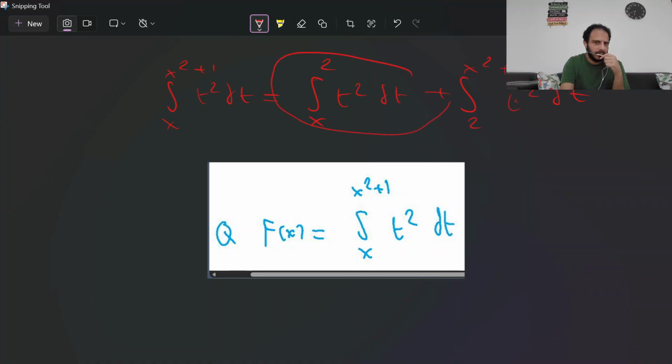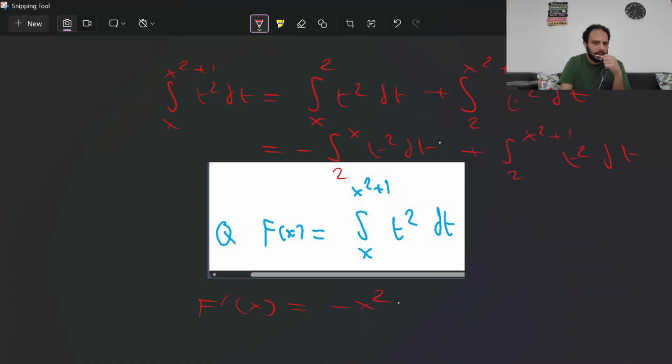The first one is close to what we want, right? But you need to flip them. It becomes minus integral 2 to x of t squared dt. Now it's good. The second one you solve by the chain rule, right? Integral 2 to x squared plus 1 of t squared dt. What's the solution for the first one when I differentiate? So derivative equals what? For the first one, you just put x, right? Yes. So minus x squared.